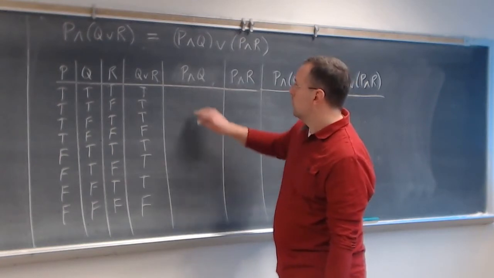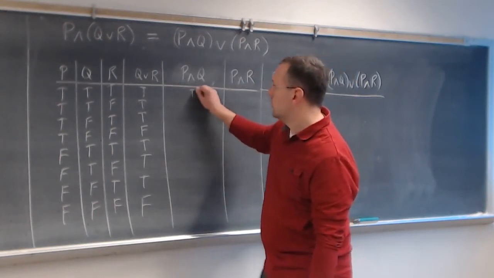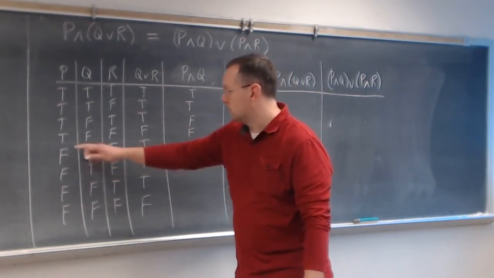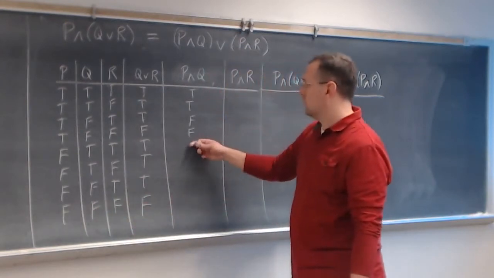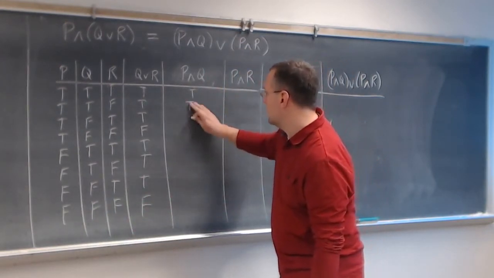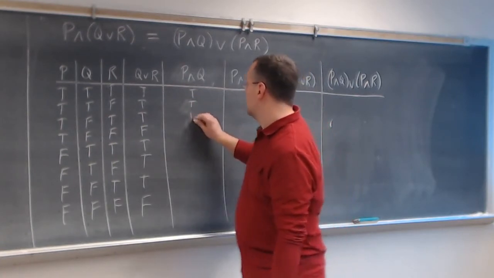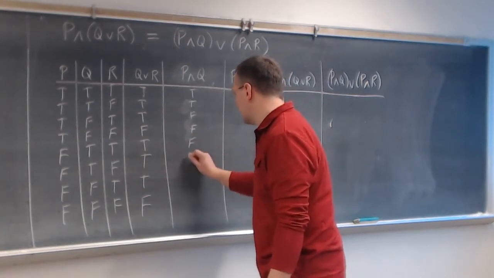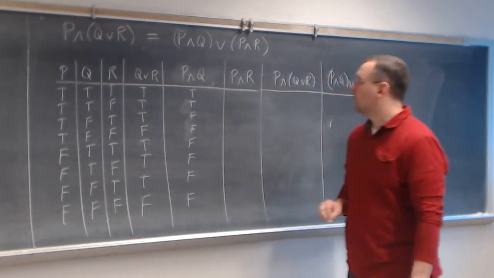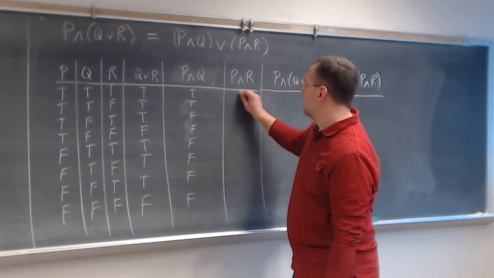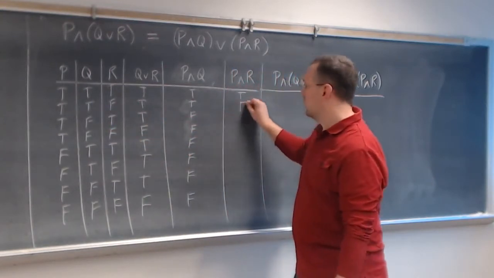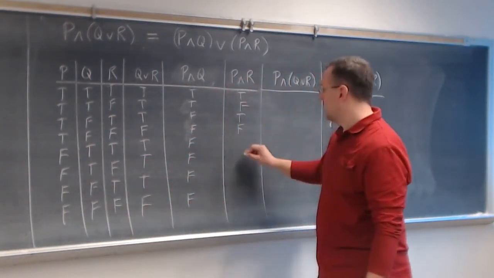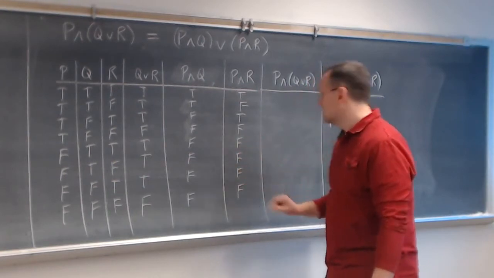All right, so P and Q. We need both P and Q to be true to get a true. So true, true, false, false, and the last four rows are all false on P. I don't even have rows lined up. You have to have lined paper, don't you? So true, true, false, false, and then since P is false, the last four rows are false. Now P and R: true, true, true, false, and again, since P is false in the last four rows, the last four rows of P and R are all false. All right.